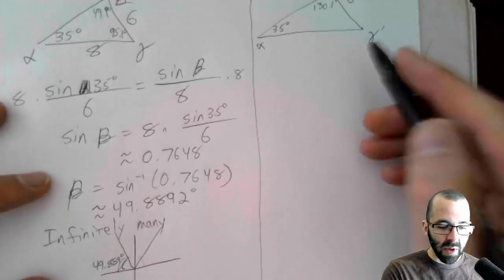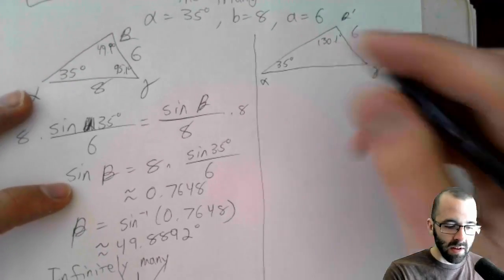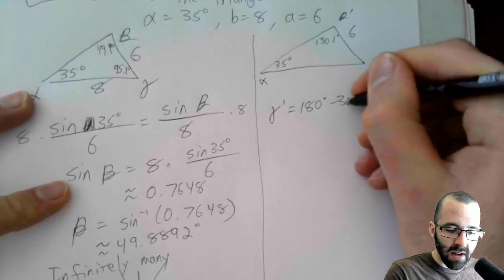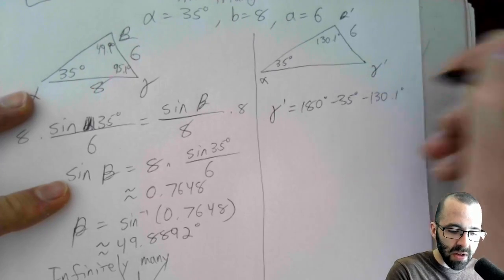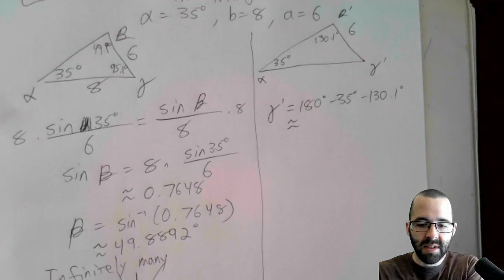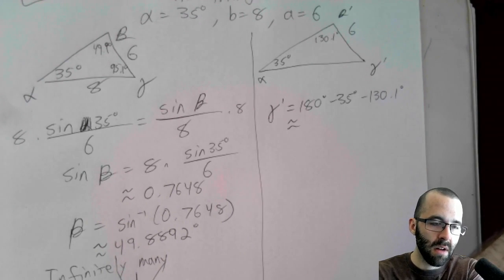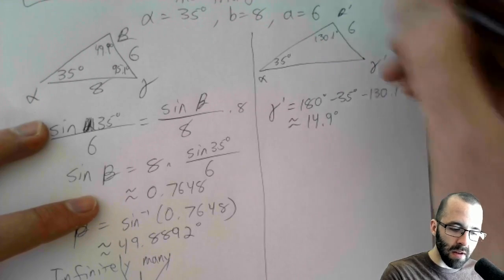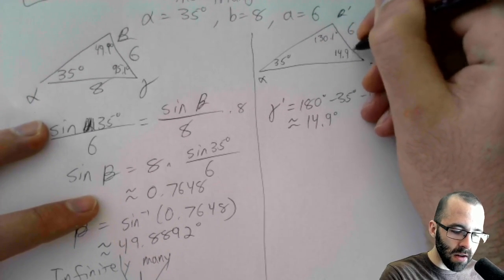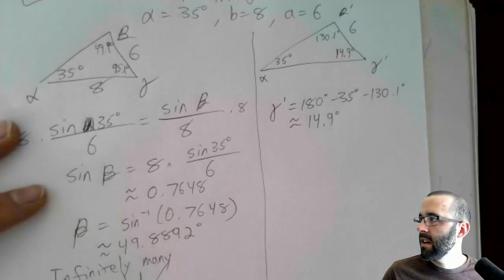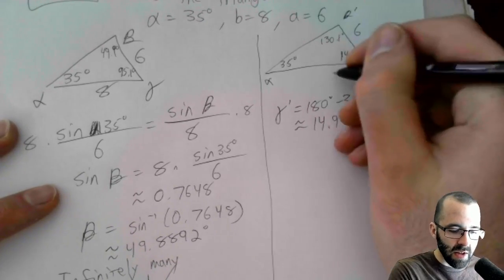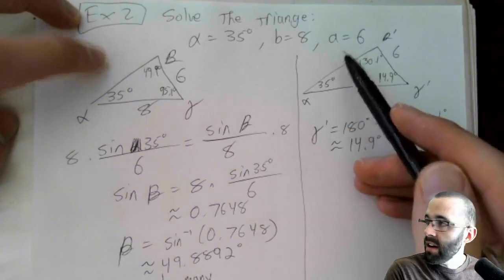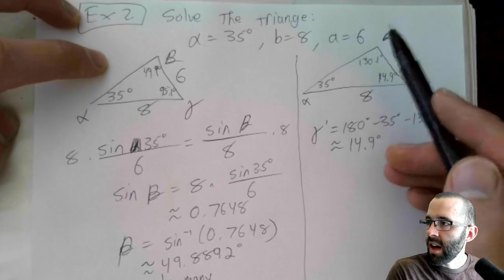And we can also find what that third angle is, gamma prime. Right? Similarly, gamma prime is going to be 180 degrees minus these two angles. Minus 35 degrees minus 130.1 degrees. You're going to get that gamma prime is about 14.9 degrees. Fill that in. Oh, we still know B. So all we're missing is C and C prime, and we'll finish the problem.